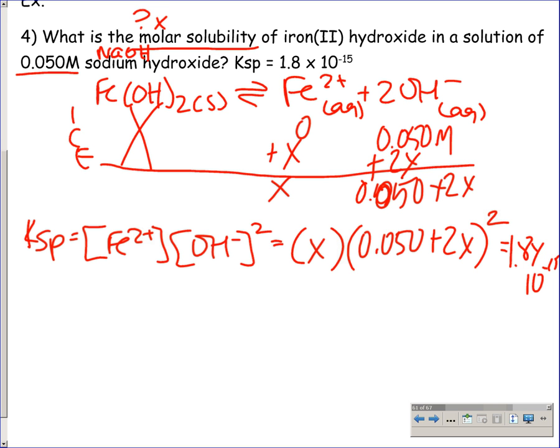So this number is so small that value right there you're adding to the 0.05 is going to be entirely insignificant. It's not going to be useful at all to you. So let's show that. Draw your little arrow through it. Neglect it. Do not neglect this X by itself because it's not being added or subtracted from something. Remember, you can only neglect X when it's added or subtracted from something.